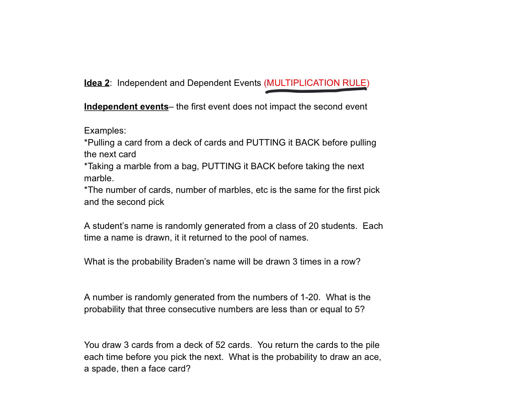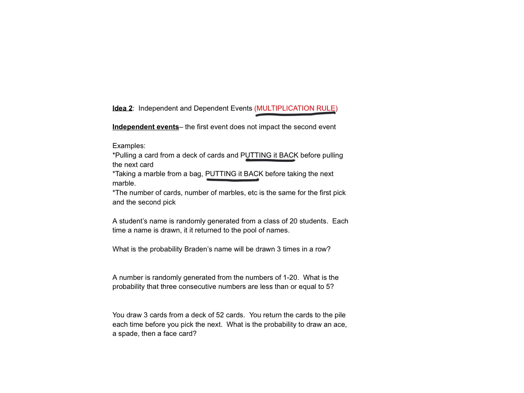So examples of independent would be pulling a card from a deck of cards and putting it back before you pull the next card, so there's still the same number of cards in the deck. Taking a marble from a bag, putting it back before the next marble. Again, the key a lot of times is you put back what you take out, so there's still the same number of options in the bag or in the deck. Or if the two things have nothing to do with each other at all, then you just multiply the two probabilities together anyway. So we've got an example here.